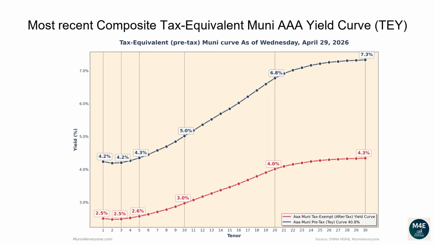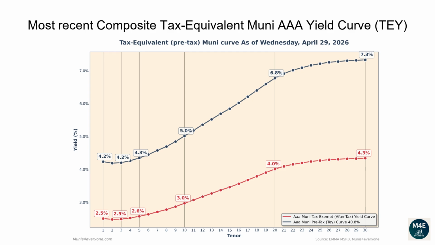Let's now go over the most recent composite tax-equivalent Muni AAA yield curve. The following graph shows, in red, the tax-exempt after-tax Muni yield curve, versus in blue its tax-equivalent pre-tax version, assuming a 40.8% top tax bracket as of April 29, 2026. Why would you care to see the tax-equivalent version of the Muni yield curve? More on this later. Let's first go over the pre-tax, aka tax-equivalent yield curve.